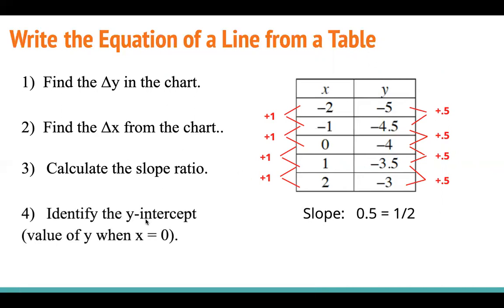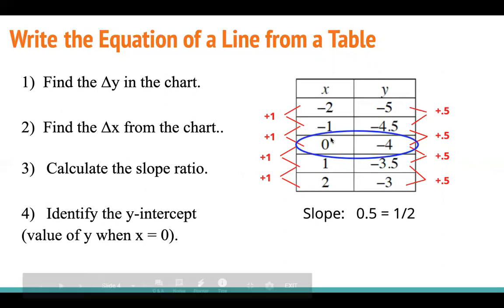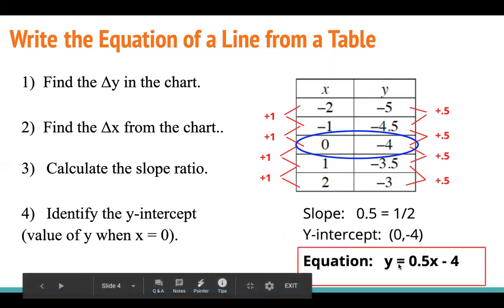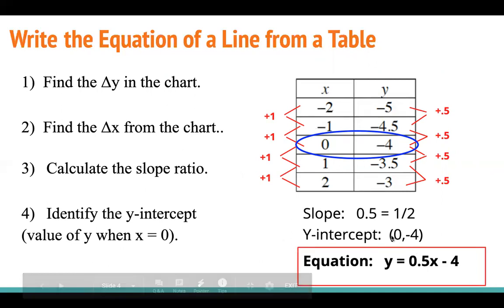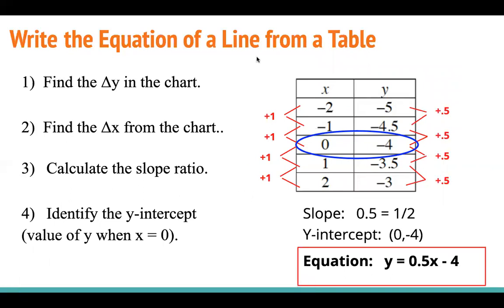And then I can identify the y-intercept. I look for the 0. So there's the 0, x is 0, and there's my y-intercept of -4. (0, -4). So my equation is y = 0.5x - 4. You could also write y = 1/2 x - 4. And that's just a little bit about equations of lines.